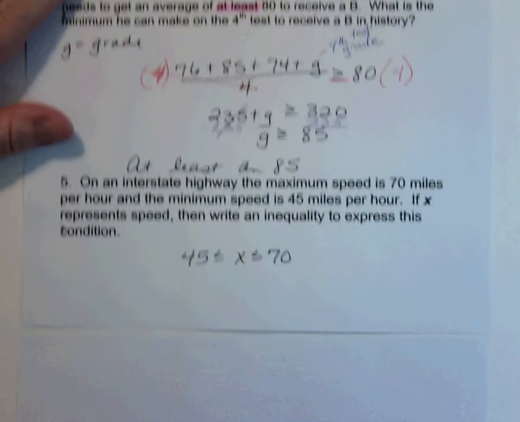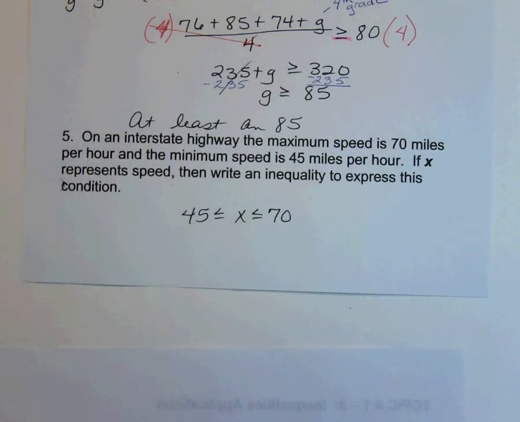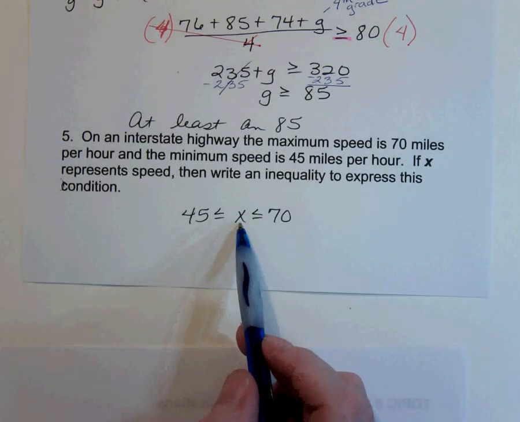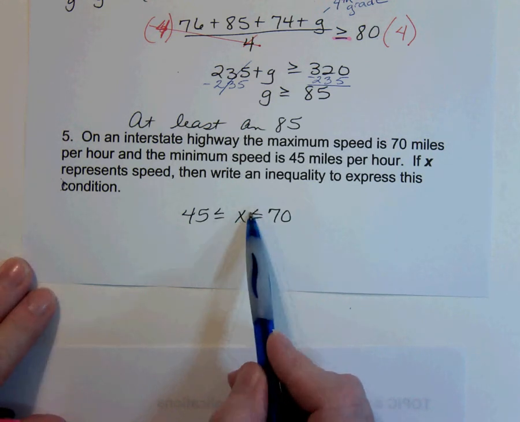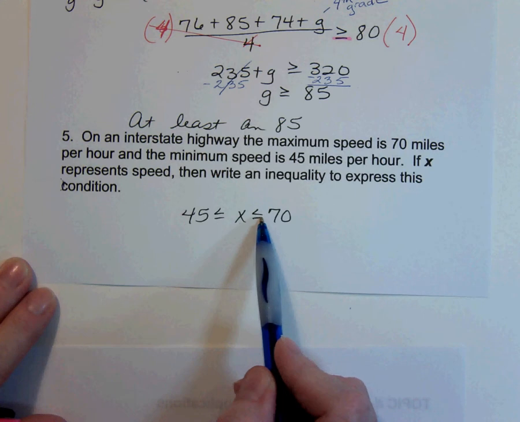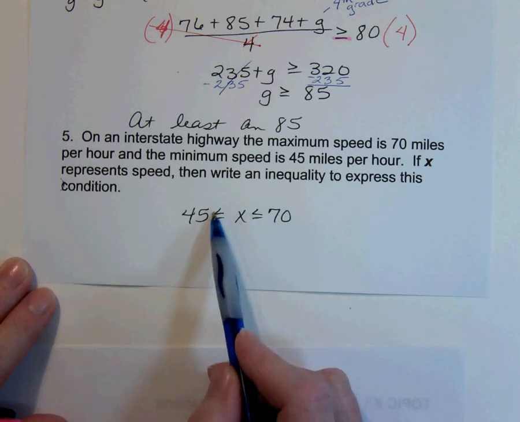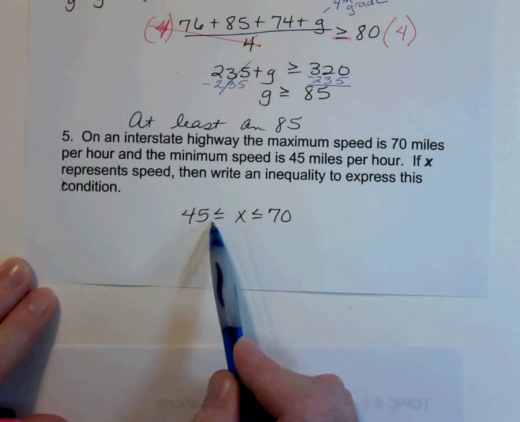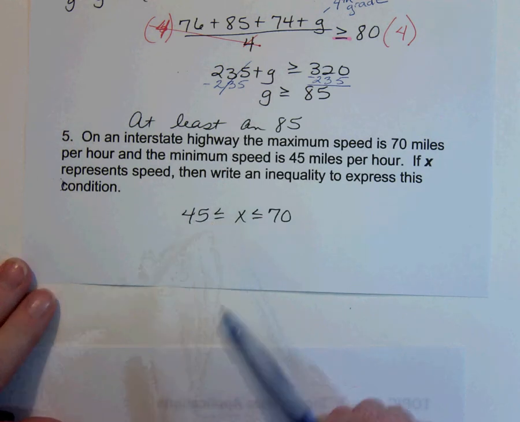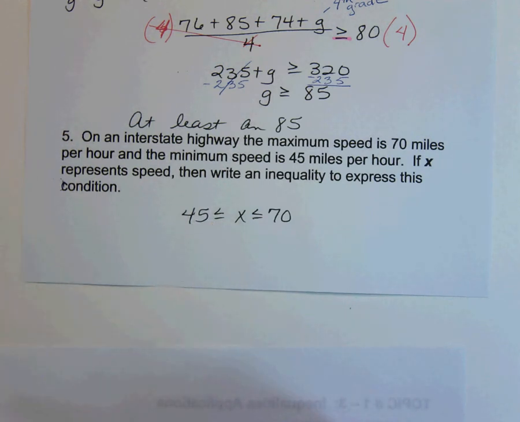Okay, last one. On the interstate highway, the maximum speed is 70. So here's my unknown, the x representing the speed. It can't be greater than 70, but it could be equal to. And the minimum, which means I can be greater than 45 or equal to 45. So this is the way you would write the inequality, expressing the condition of a minimum speed and a maximum speed. So now go try some on your own in section 1-3.